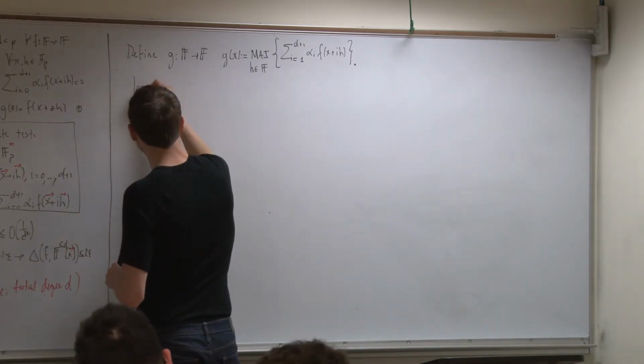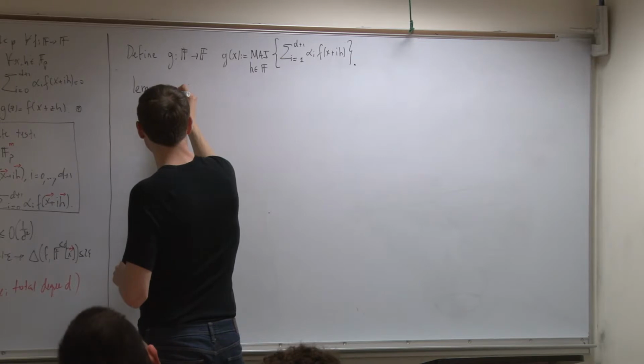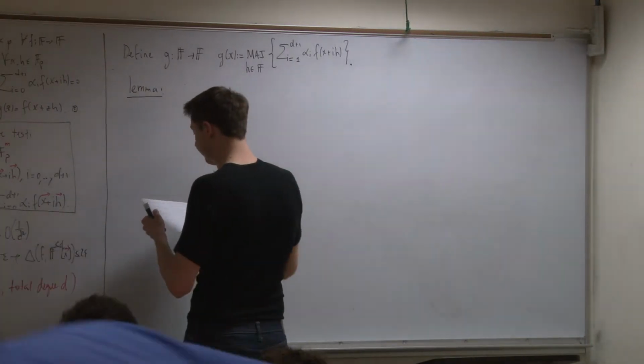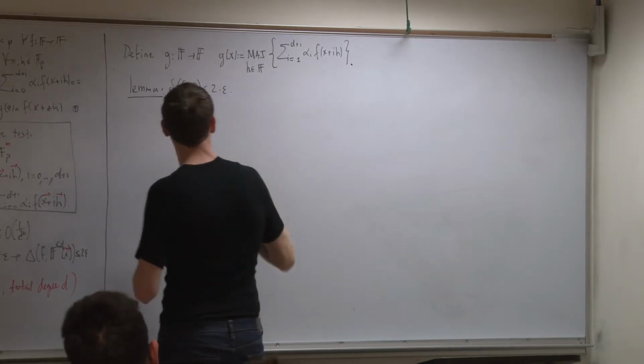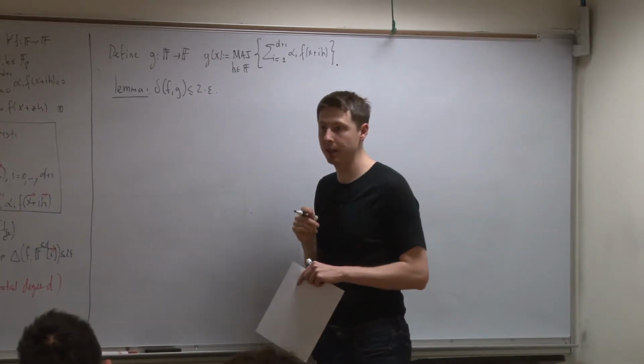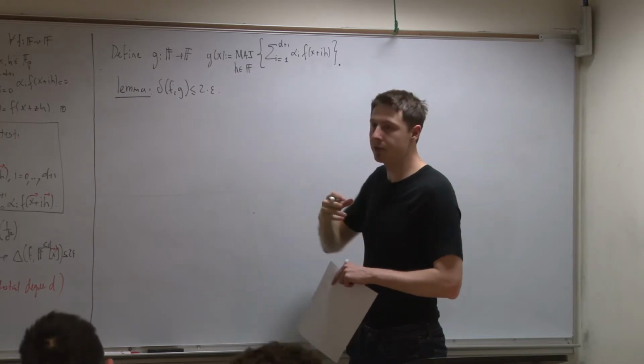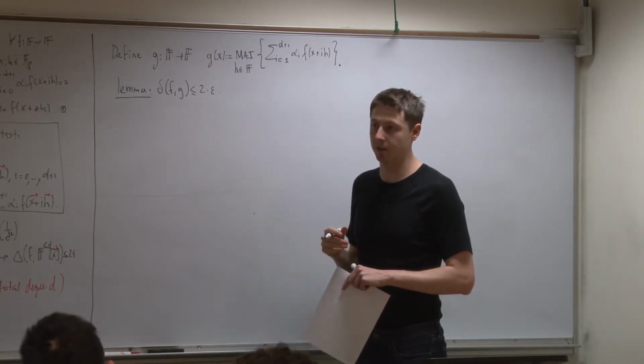The first thing that we did for linearity testing, and we'll do also here, is to say that g and f are not too far. Somehow by considering it this way, it cannot stray too far away from f.